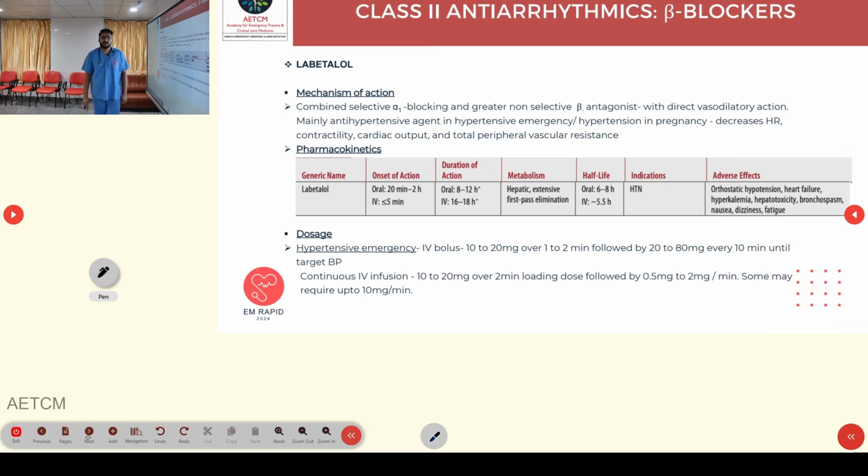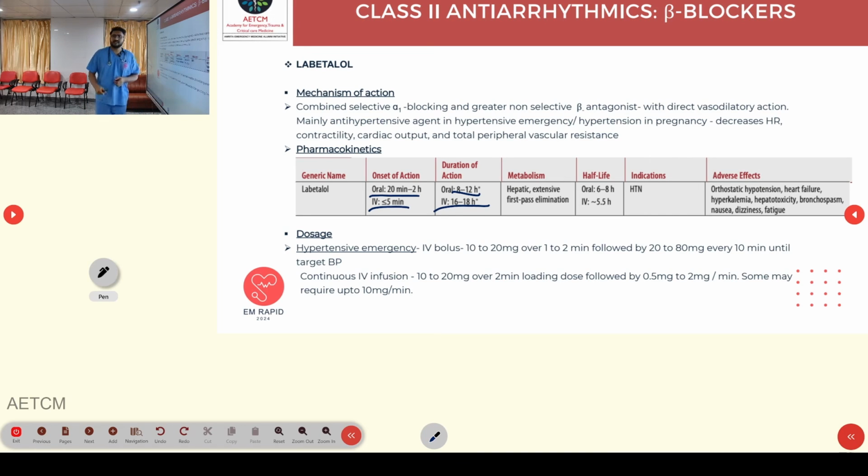Labetalol is mainly used only in hypertensive emergency cases, and it has a combined selective alpha-1 blocking and greater non-selective beta antagonist action with direct vasodilatory action. Pharmacokinetics-wise, its oral onset of action is 20 minutes to 2 hours, whereas IV it is rapid, less than or equal to 5 minutes. Duration of action orally is 8 to 12 hours, whereas IV it lasts around 16 to 18 hours. Metabolism is similar to before.